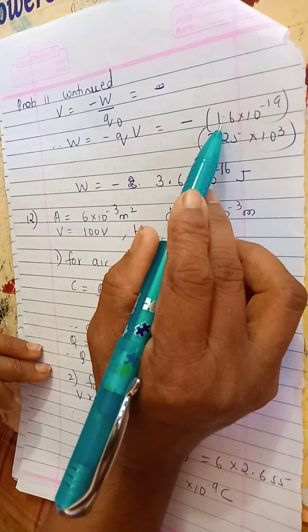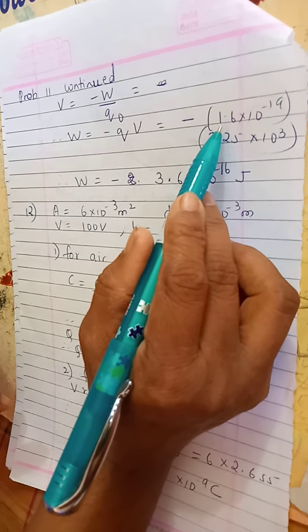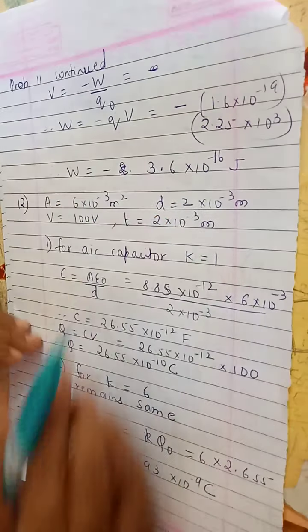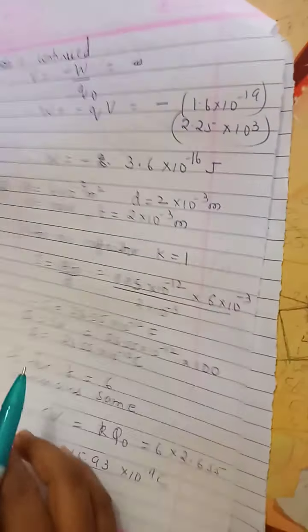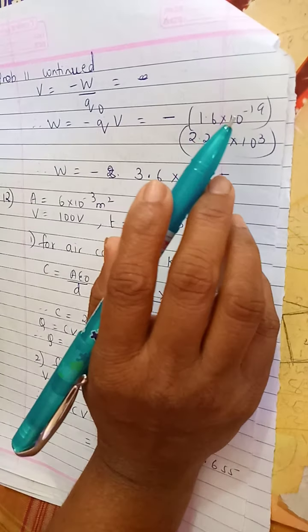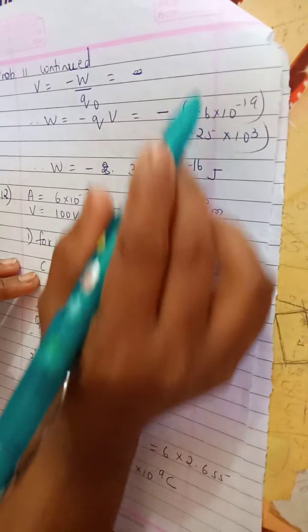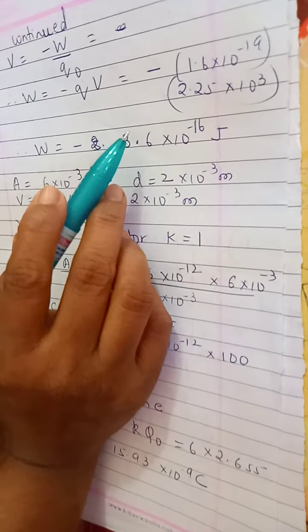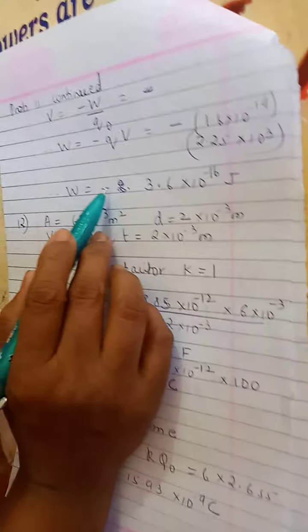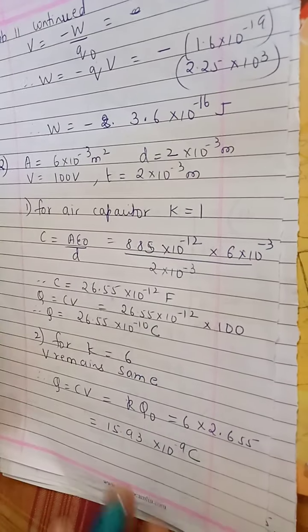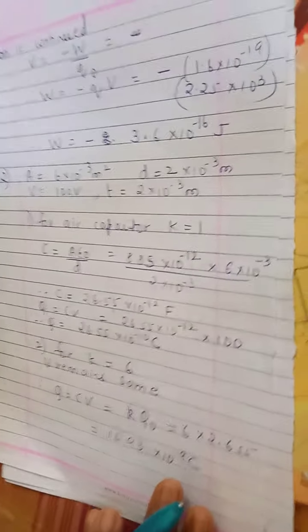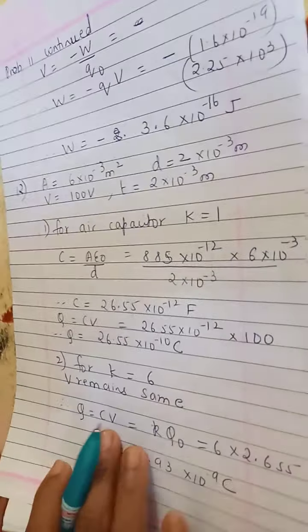Therefore, W is equal to, cross multiply, minus Q into V. Q is the proton charge. The charge on proton is 1.6 into 10 raised to minus 19, and V we have already calculated here, 2.25 into 10 raised to 3. When you solve it, you get the work done as minus 3.6 into 10 raised to minus 16 joule. The negative sign indicates that work is done against the electric field due to the charges. And that's it. That is problem number 11.